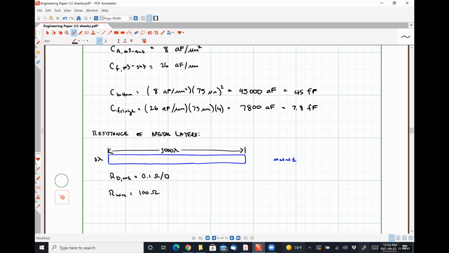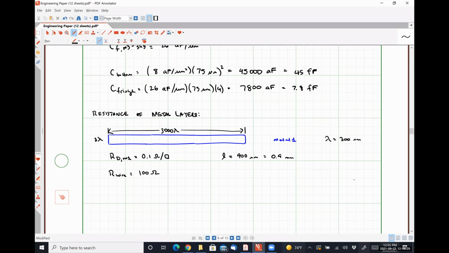What is the physical length of our wire here, if lambda is 300 nanometers? Pardon? 900 microns or 0.9 millimeters. Okay, we're going to use that in a minute.